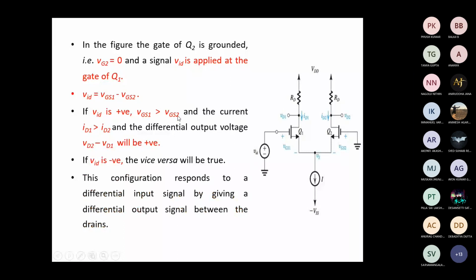VGS2 will be high compared with VGS1, and ID2 will be high compared with ID1, and VD1 minus VD2 will be positive. So the drain current 2 will dominate compared with drain current 1. This configuration responds to a differential input signal by giving a differential output signal between the drains. So we are going to have a differential signal VD2 minus VD1 for the first scenario. So you just write these equations, just for understanding.